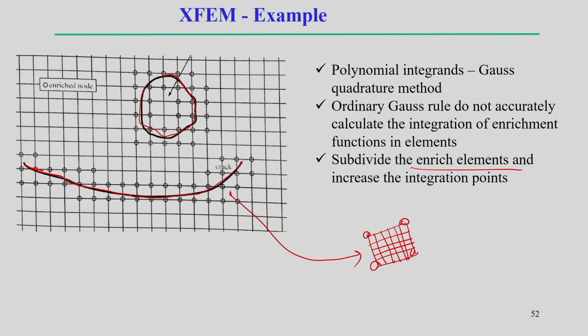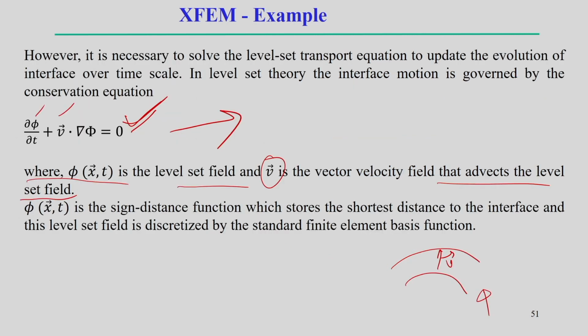So those are the two things. One is the identification of the enriched elements or enriched nodes and applying the enrichment function locally in this domain, apart from what we follow in the general classical finite element method. The extra thing is to track the interface: we need to solve the interface motion equation, for which we can define a level set function, maybe a signed distance function, to track the interface. At the same time, we are able to capture how it moves.